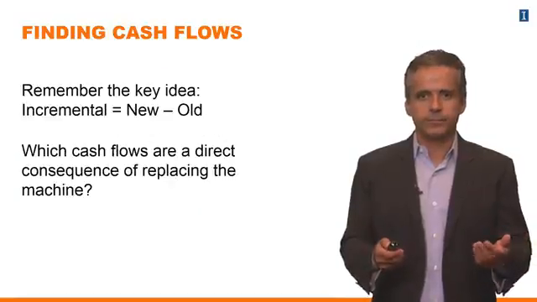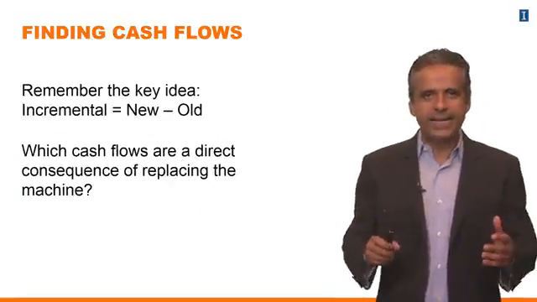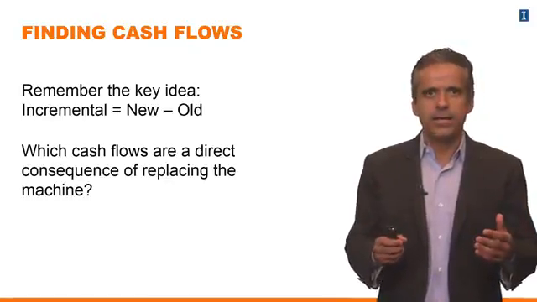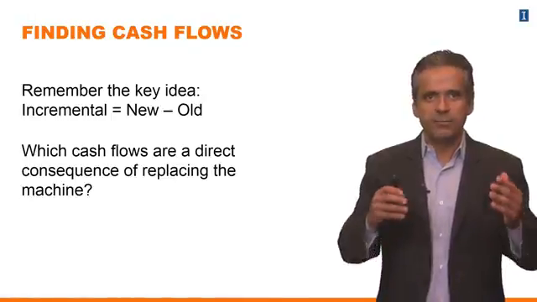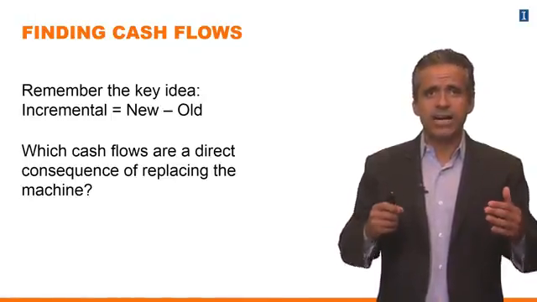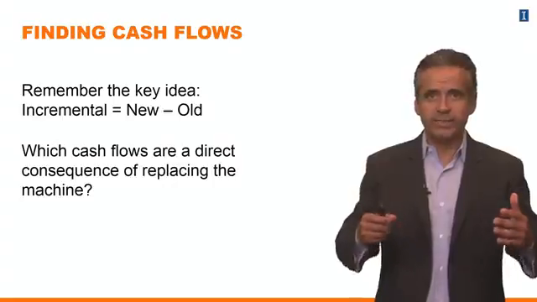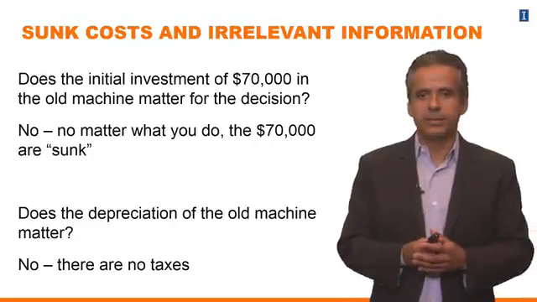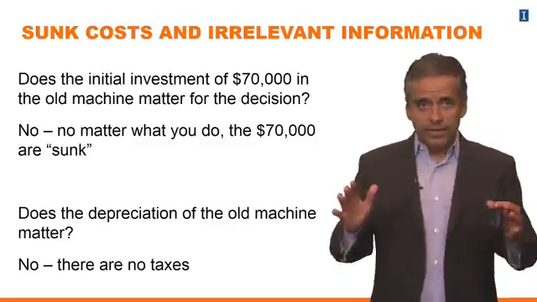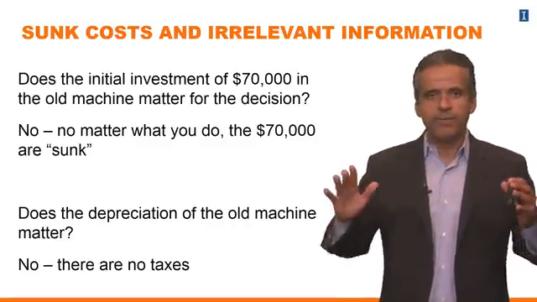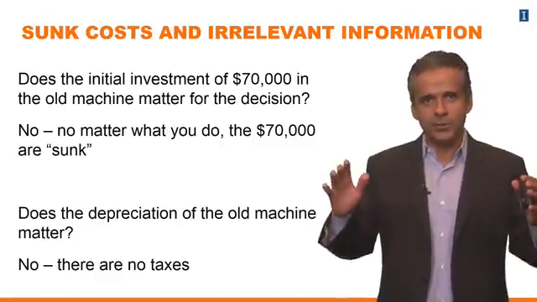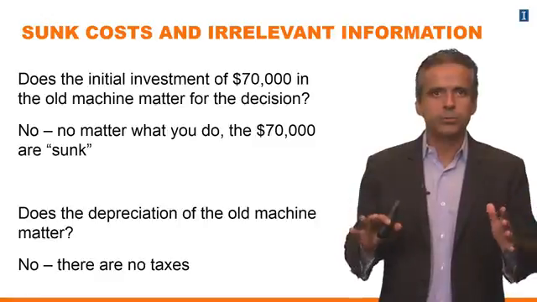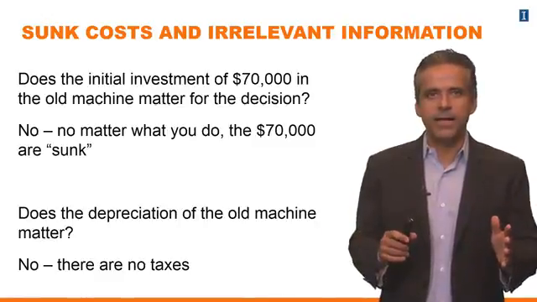And here, the key idea that we're going to use is the idea of incremental cash flow. New minus old. We have to think about which cash flows are a direct consequence of replacing the machine. What is going to happen if you replace the machine? So first, we are going to talk about things that don't matter. Before we actually derive the incremental cash flows, let's talk about two numbers that are irrelevant.